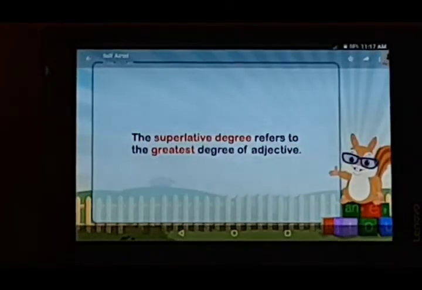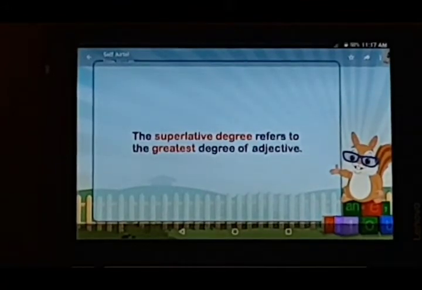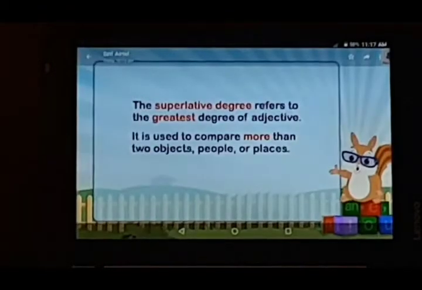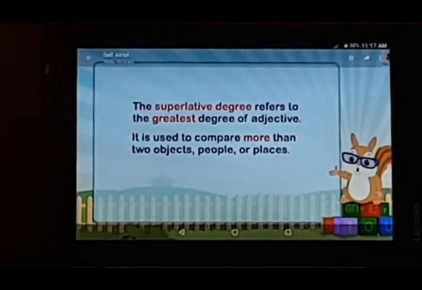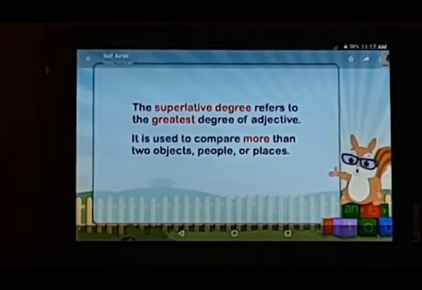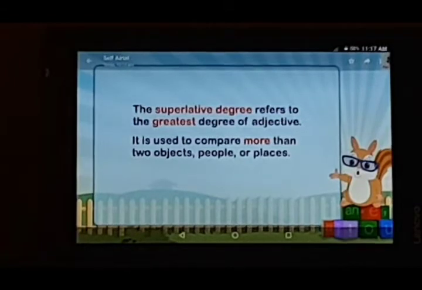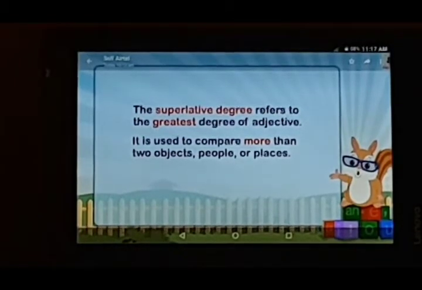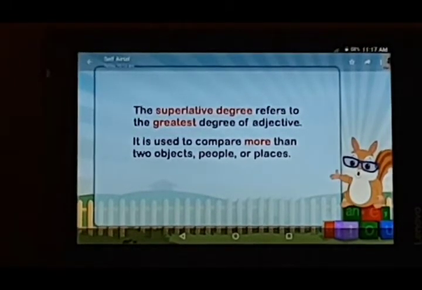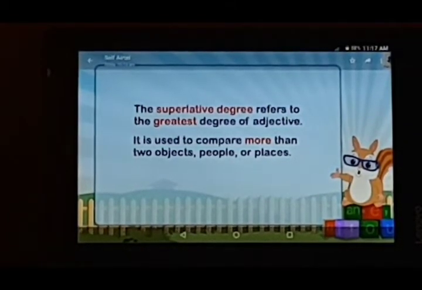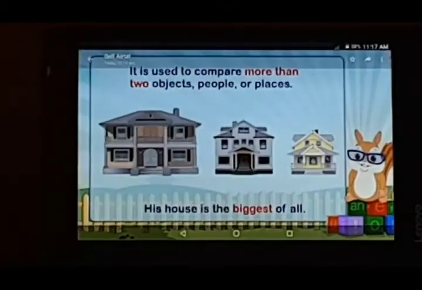Now, the superlative, the highest degree, refers to the greatest degree of the adjective. How is it the highest or greatest? The superlative degree refers to the greatest degree of the adjective. It is used to compare more than two. That means we are comparing more than two nouns here, objects, people or places. We are comparing the qualities of some nouns here.